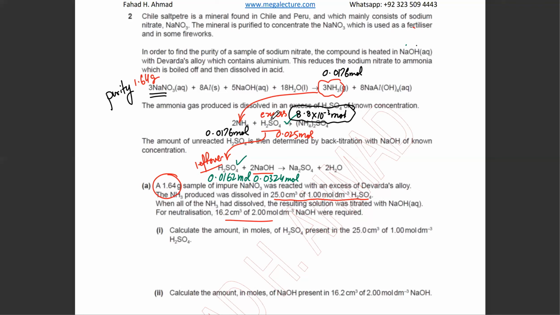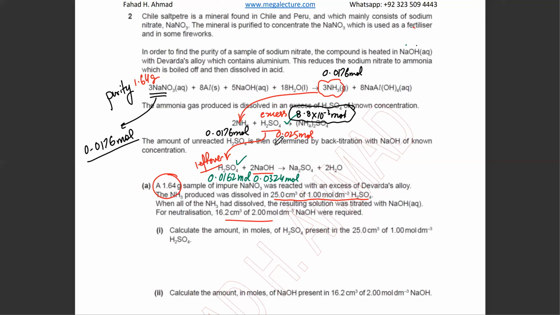So 0.0176 must have been produced over here, which is why 0.0176 is taking part in this reaction, the second reaction. And ammonia and NaNO3 are going to have exactly the same moles, 3:3. So we figured out the moles of sodium nitrate as well, which is 0.0176. So I'm just going to repeat everything now.